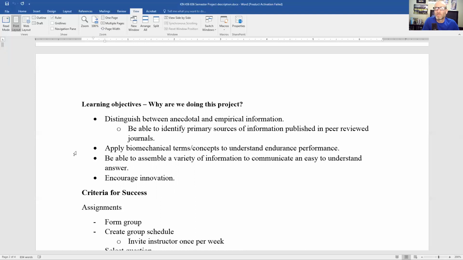I want you to be able to assemble a variety of information to communicate in an easy and understandable way for community members. It takes a lot of practice to be able to take some pretty high level information and then turn it around to a message that you can deliver to an audience that does not have a kinesiology background. And I want to encourage innovation. And we're going to have some fun on this topic.